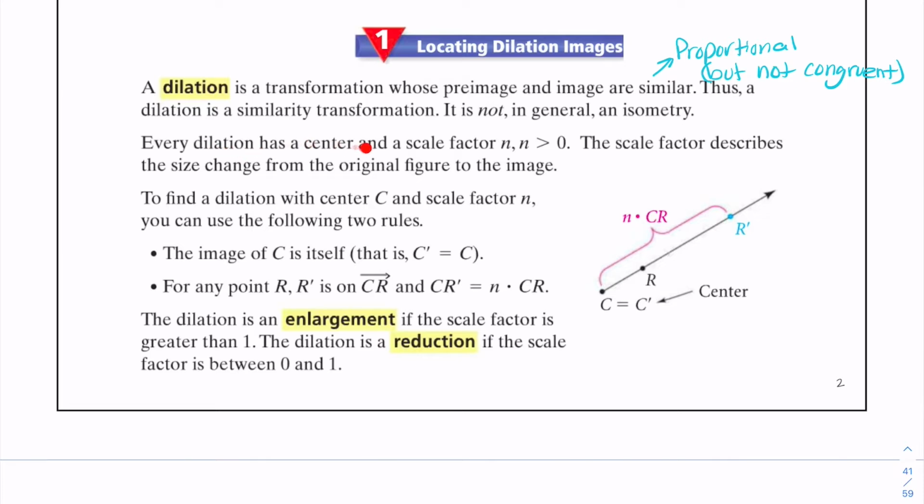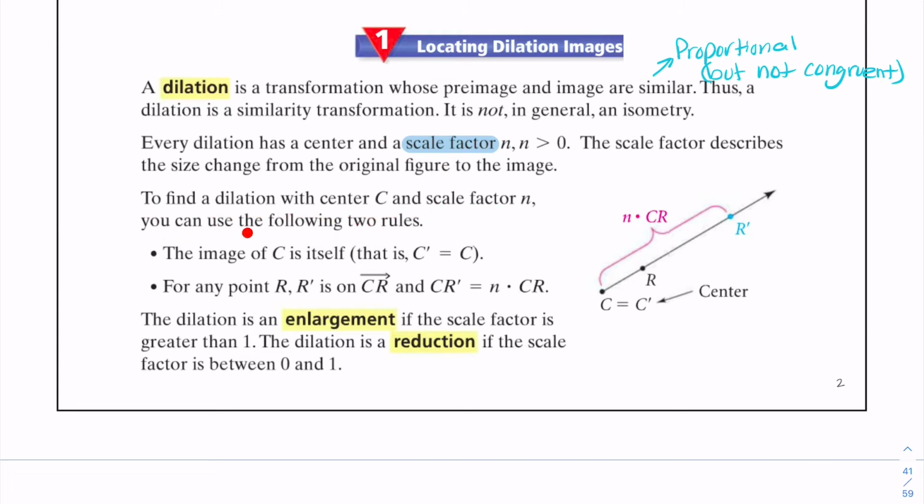Each dilation has a center and scale factor n, where n is greater than 0. Scale factor, this is a vocab word. The scale factor describes the size change from the original figure to the image. Therefore, a scale factor is an enlargement when the scale factor is greater than 1, and a reduction when it is between 0 and 1.